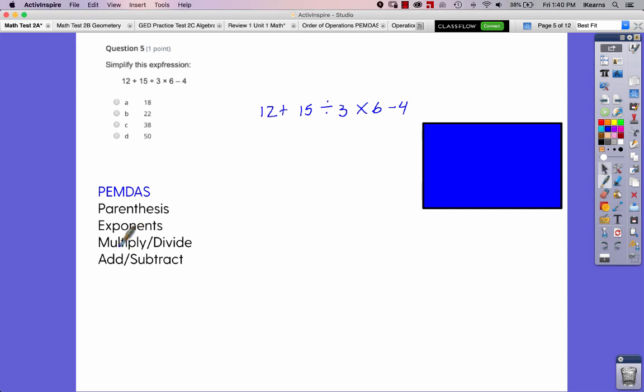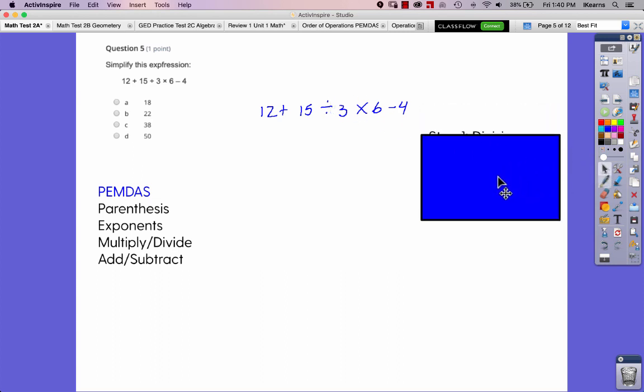Notice I've written multiply and divide on the same line. Same with add and subtract. It is possible for division to come before multiplication. It is all what happens in order from left to right. Same with addition and subtraction. So if you look at this, here's an addition, 12 plus 15. Then we have division next. And sure enough, we are actually going to divide.